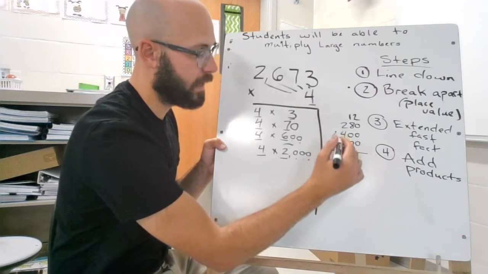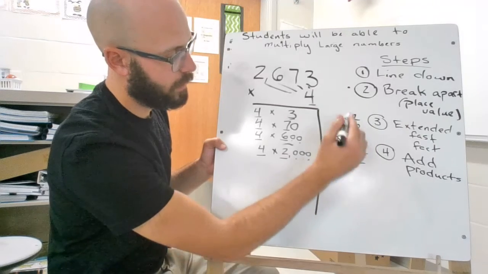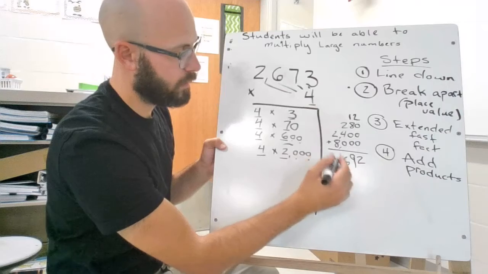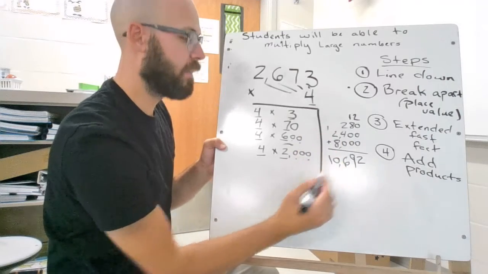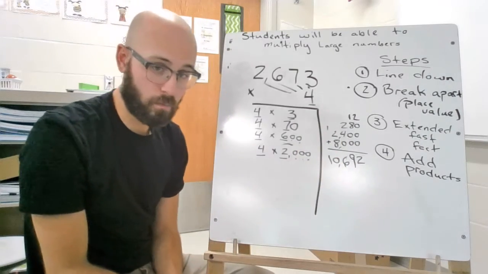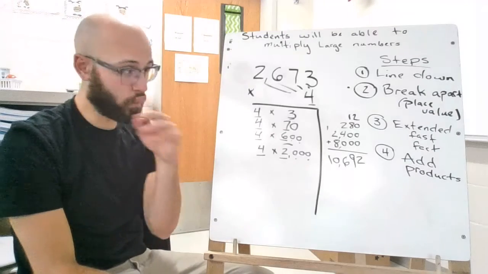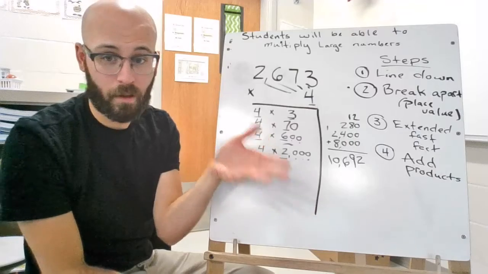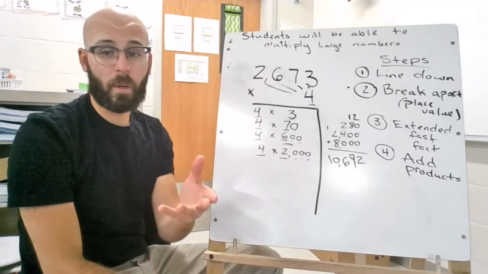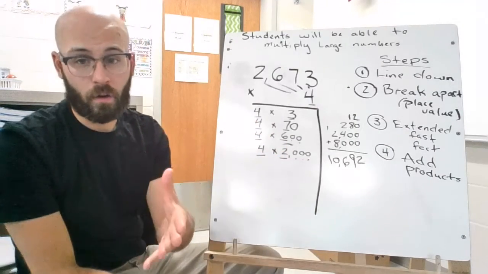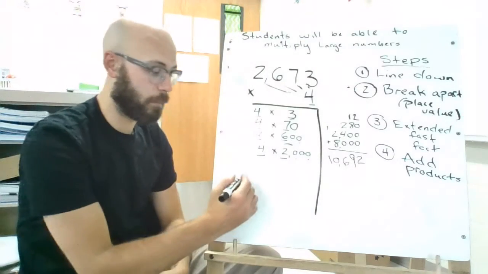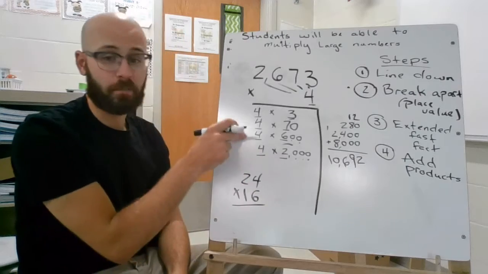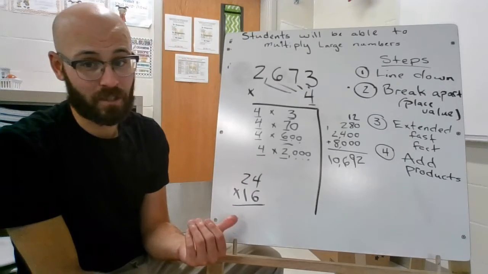Now, when I add those together, 2, 9, 6, 10, carry the 1, 10,692. So this, once again, will work for single digits times any amount of digits, multi-digit numbers on the top, larger numbers, okay? And then in the weeks to come, either I or your homeroom teacher will teach you how to times double digits together, such as 24 times 16. But if you know this process, it's going to make that lesson so much easier for you.